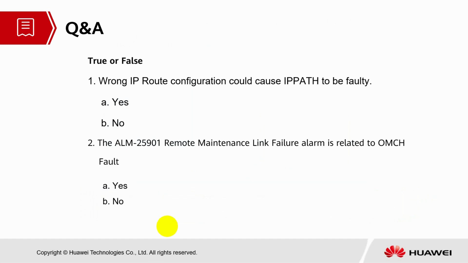Q&A session. Wrong IP route configuration could cause IP path to be faulty. No, this sentence is wrong. The second question, the alarm 25901 remote maintenance link failure alarm is related to OM channel fault. Yes or no? Yes, that's the correct answer.